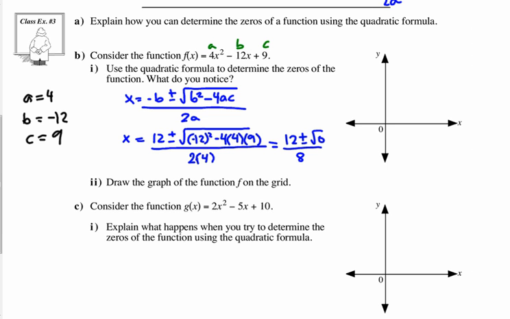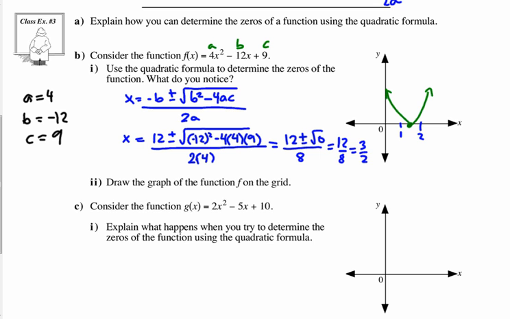So it only touches once because the square root of 0 is 0. So it's really just equal to 12 over 8. Divide both by 4. Actually, it's 3 over 2, 1.5. And so this graph, this is 1, 2. Does it open up or down? How do we know it opens up? Positive a value. So it's going to look like something like that.